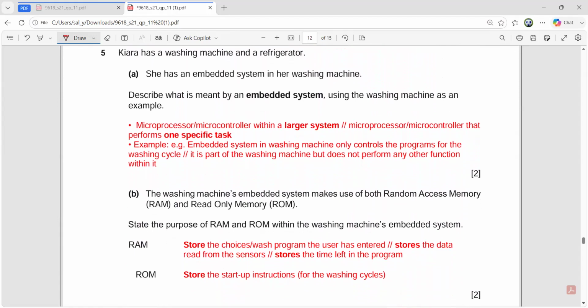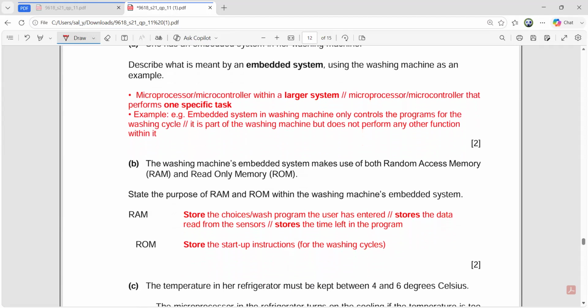It's a 2-mark question. So first thing is a microprocessor or microcontroller within a larger system is present, and that is there to perform one specific task. For example, here the embedded system in the washing machine is only controlling the program for the washing cycle, and it is a part of the washing machine, but does not perform any other function in it. It's designed to perform one specific task of washing the clothes only.